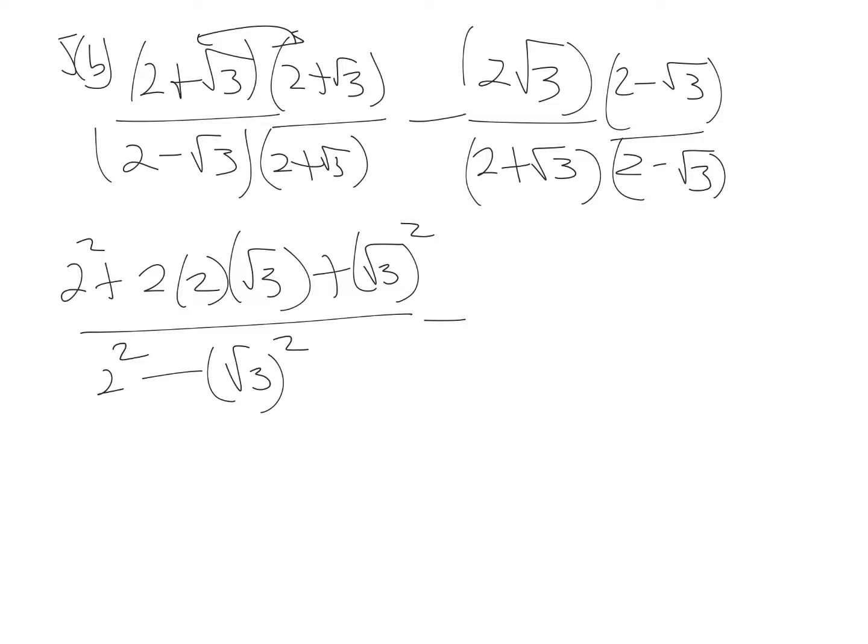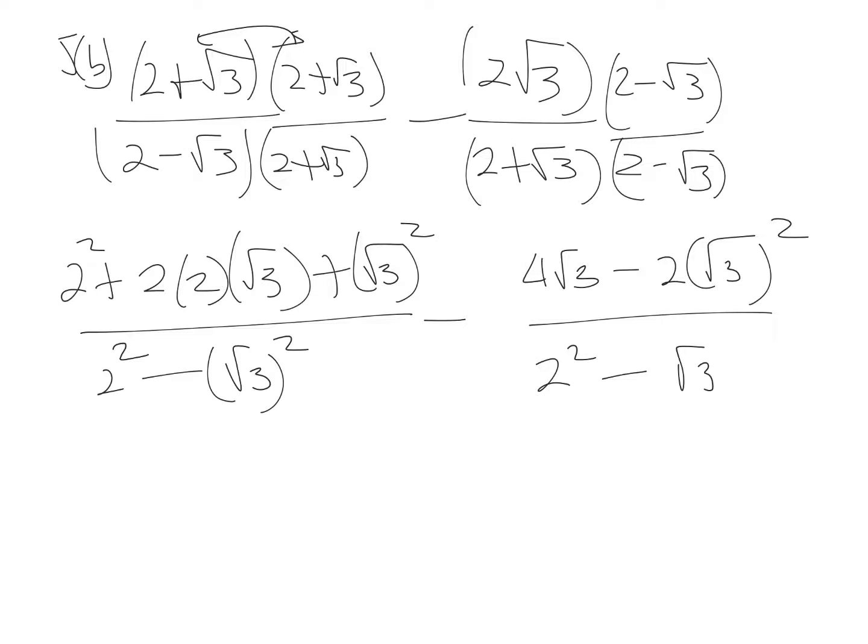On the other side, we will have root 2 times root 3, times the numerator, which is 2 minus root 3. If we multiply that, we get 2 2s of 4. So that would be 4 root 3. And then 2 root 3 times root 3 will be 2 times root 3 squared. Over, and then again we have difference of squares, which is 2 squared minus root 3 squared.